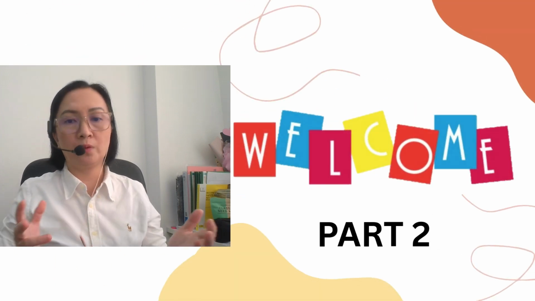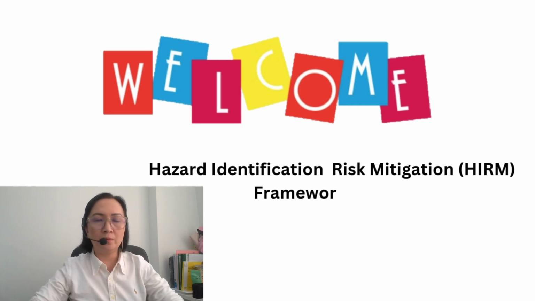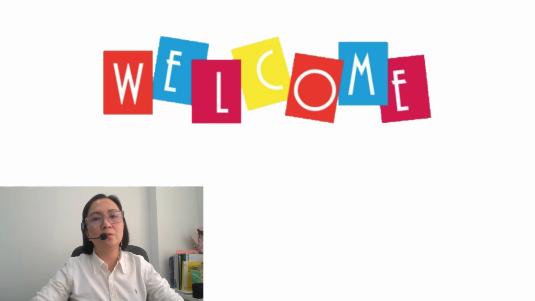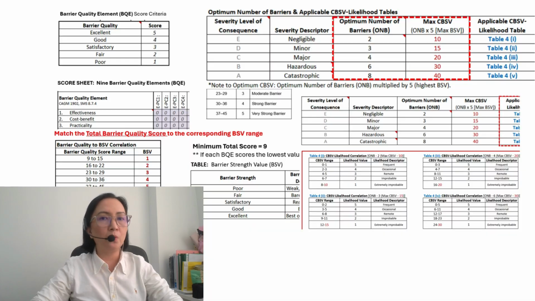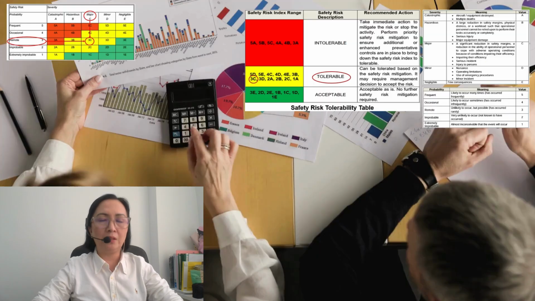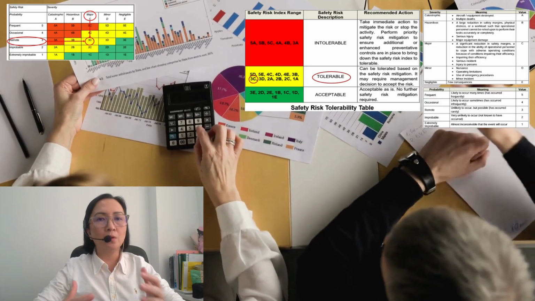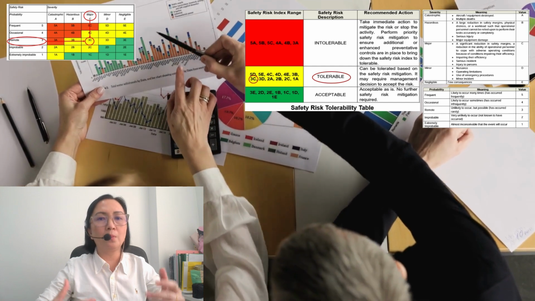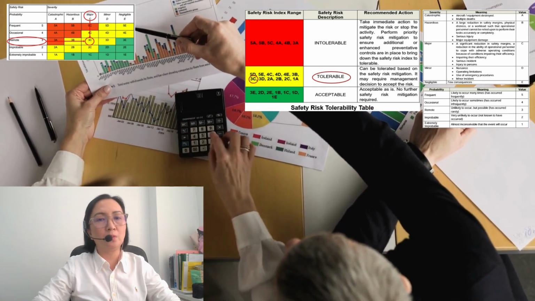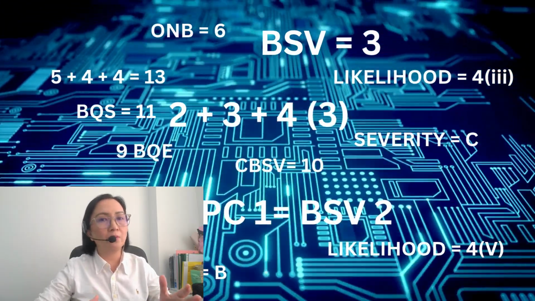Welcome back to part 2 of the Hazard Identification and Risk Mitigation HIRM framework tutorial. In part 1, you gained an overview of how the figures and numbers presented play an important role in systematically performing risk assessments. As mentioned earlier, this is a logical methodology you can always customize to suit your organizational needs. However, please ensure all figures remain aligned and consistently connected throughout the overall process. There should be no doubt about how the numbers are derived.